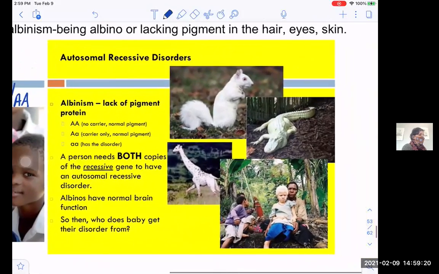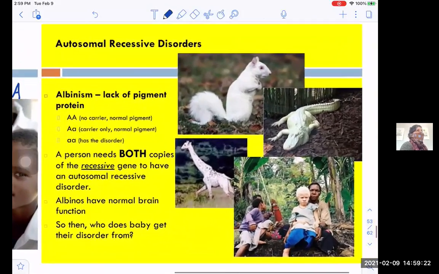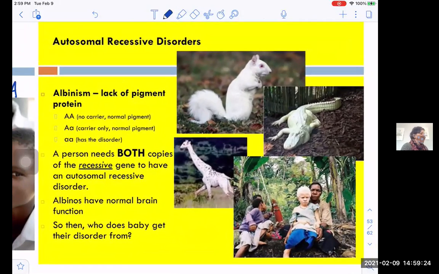So maybe you've seen an albino animal before. A lot of times they have what look like pink eyes, like a true albino has pink eyes. And the reason their eyes are pink is because they have no pigment in their eyes. So what you're seeing is the blood vessels behind their eyes. That's what makes them look pink. So you can have an albino squirrel.